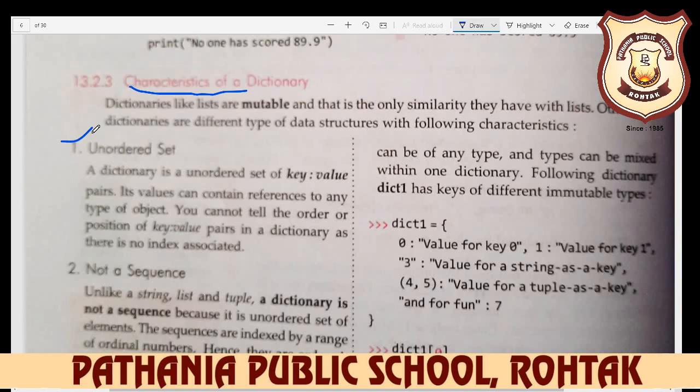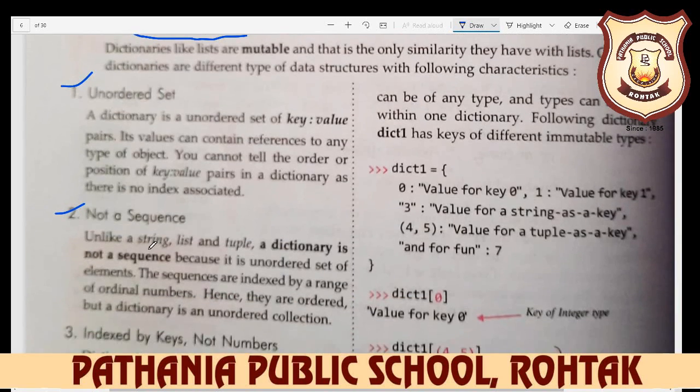First is unordered set. In a dictionary, no particular sequence is there. Unordered set of keys and values are there. Its values can contain references to any type of object, and you can tell the order or position according to the keys and the values. No indexing is associated with the dictionary. Next is that it is not a sequence. Yes, unlike a string, list, or tuple, a dictionary is not a particular sequence.